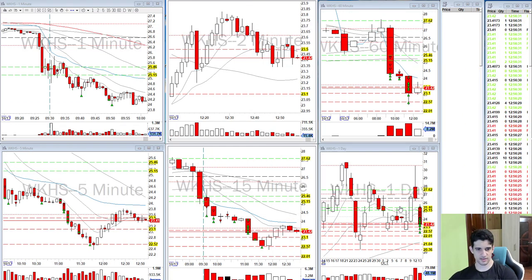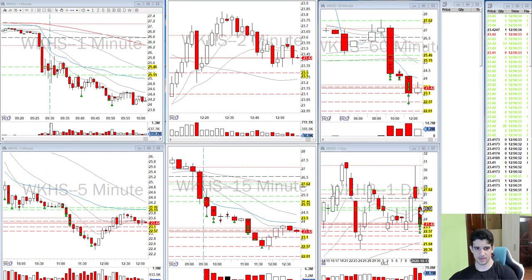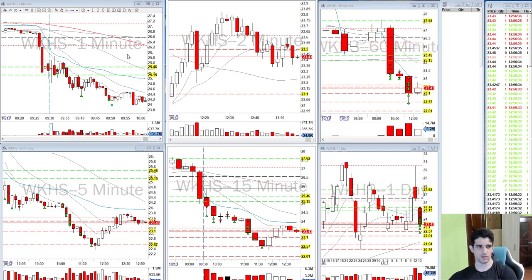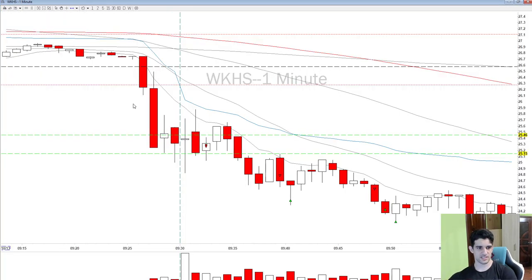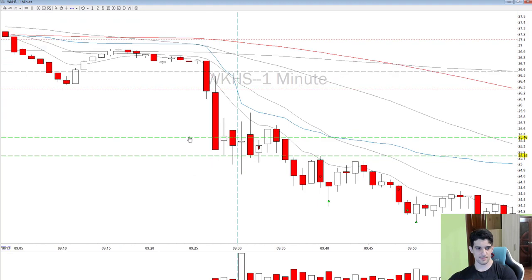WKHS, similar trade setup. You see it, gap down on the daily chart. Short is a trend, long is a scalp. 1-minute chart, drop down, right? Consolidating in a range. Now here my stop loss wasn't half of the range. My entry is within the range. Stop loss at the high of the range, because I didn't enter at the breakout.